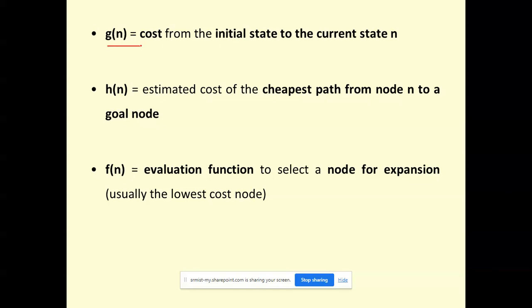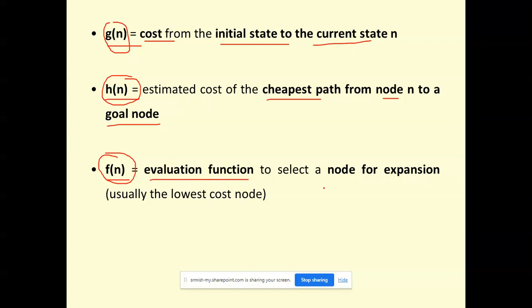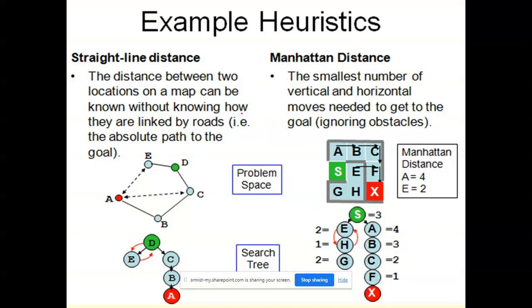In an informed strategy, you have three different functions. One is g of n, which is the cost from the initial state to the current state, whereas h of n, as I said, is the cheapest path from the node n to the goal node. And the evaluation function is an important component of informed search. You are going to select a node for expansion, and make sure the node you select is of lowest cost.